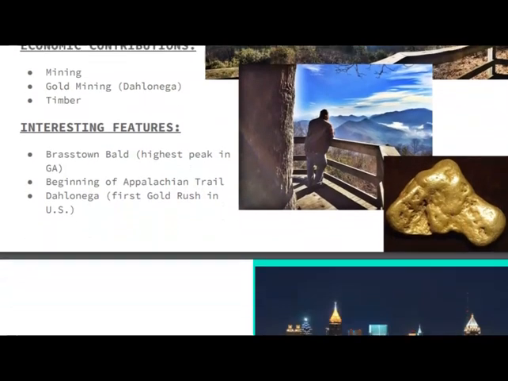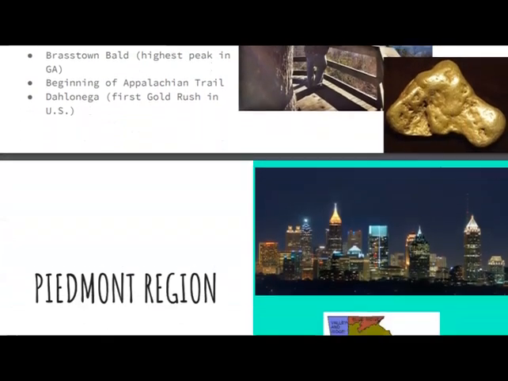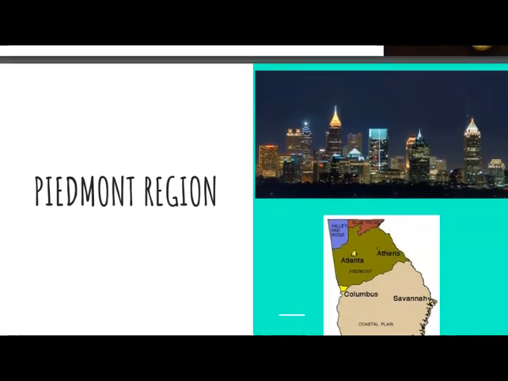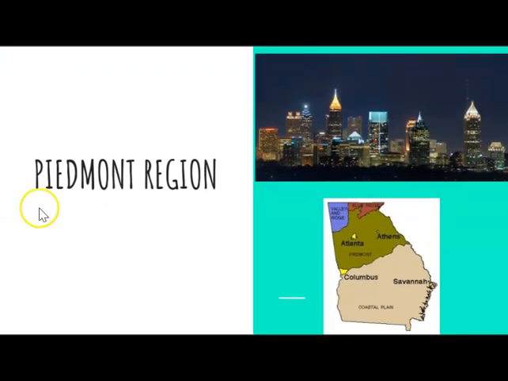All right, moving down. The next region that we're going to look at is the Piedmont region. So the Piedmont region is going to be right here. It's located in this dark green, and if you notice, it is a rather large area. And here we have this beautiful skyline. What city do we think this is? Do you know already what city this is?